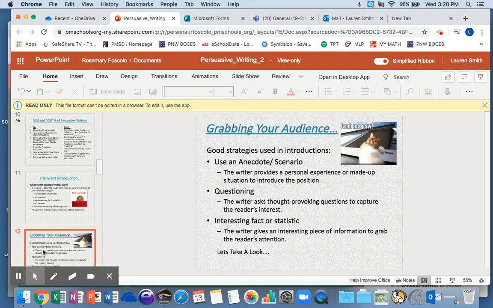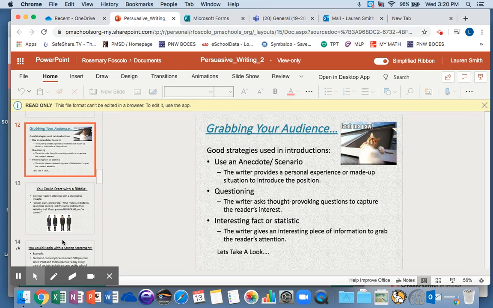So, good strategies used in introductions. You need to grab your audience, okay? So use an anecdote or scenario. It means the writer provides a personal experience or made-up situation to introduce the position. Questioning, where the writer asks thought-provoking questions to capture the reader's interest. Interesting fact or statistic. The writer gives an interesting piece of information to grab the reader's attention. So let's take a look.